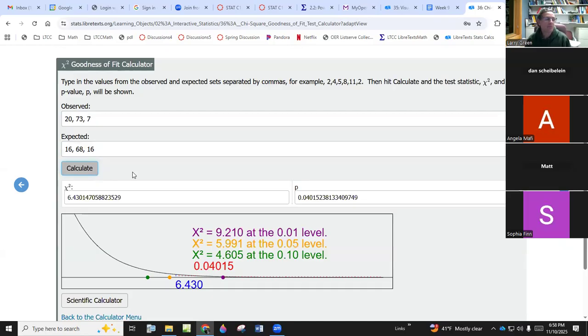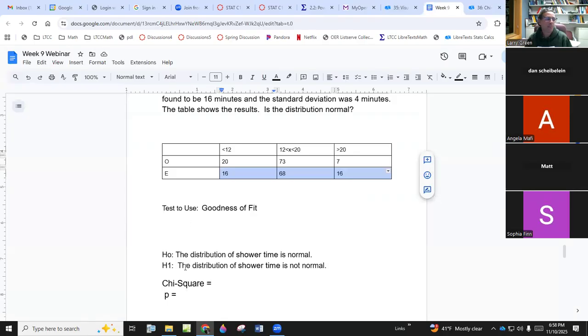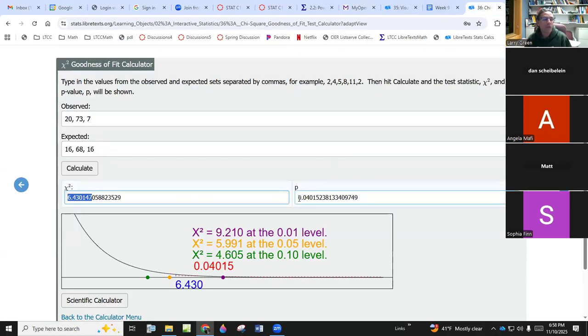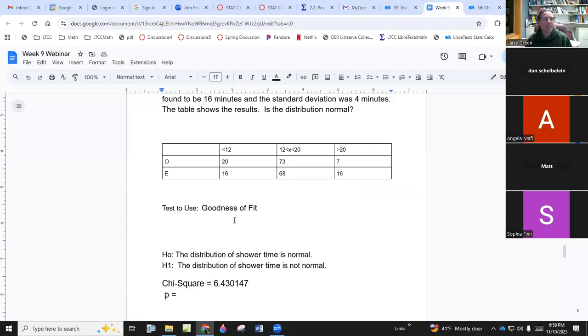And there we have it. The test statistic, chi-squared, is 6.430147, etc. Copy that in. Pop it in. And the p-value was 0.040152238. Any questions?